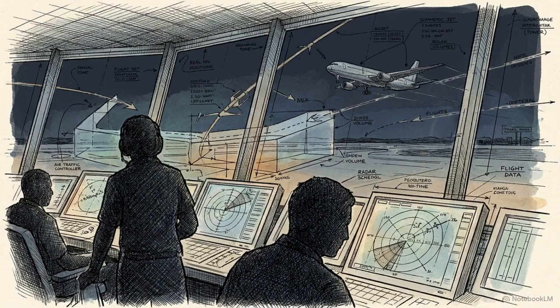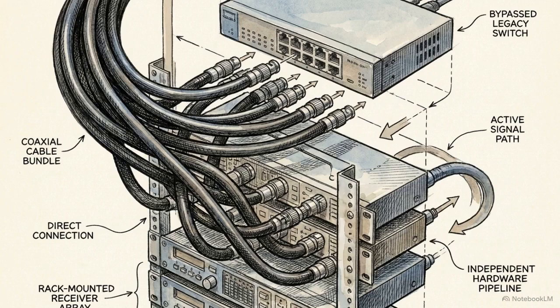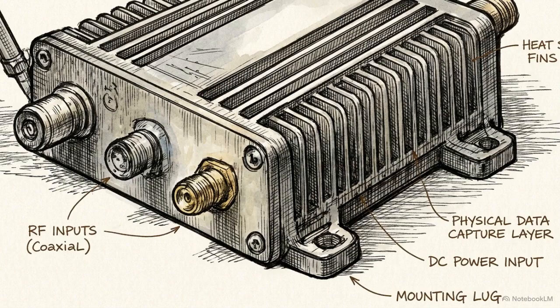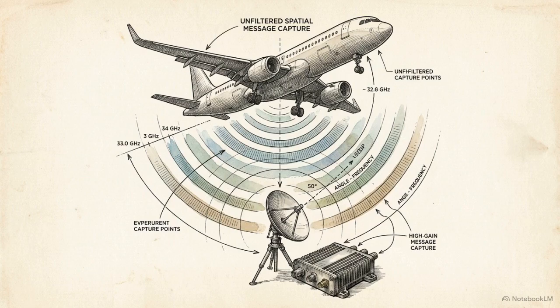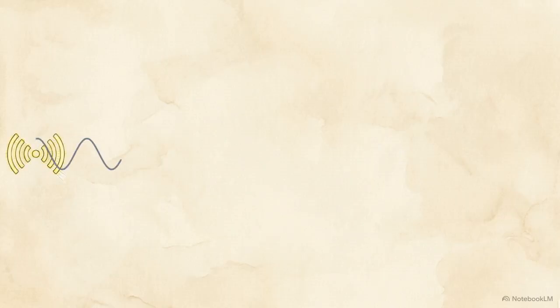With the rules digitized, the operational requirement shifts to real-time spatial awareness. Breaking dependency on external feeds requires establishing an independent pipeline for raw surveillance data capture. This is achieved by deploying agile hardware. Software-defined radios, paired with high-gain antennas, are positioned to capture unfiltered 1090 MHz ADS-B and Mode S messages directly from aircraft. This animated diagram shows the initial capture phase.